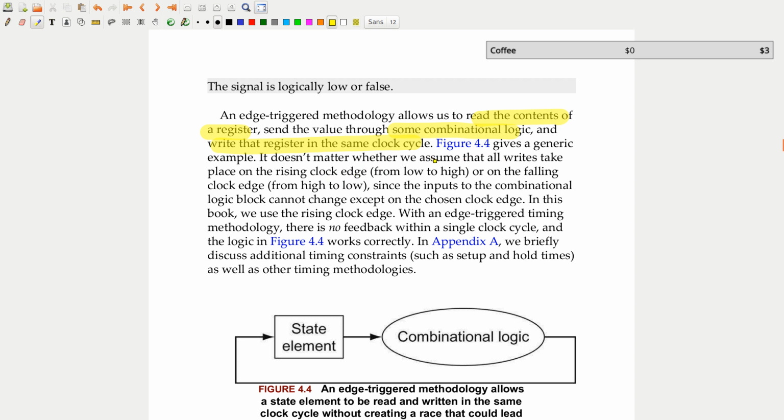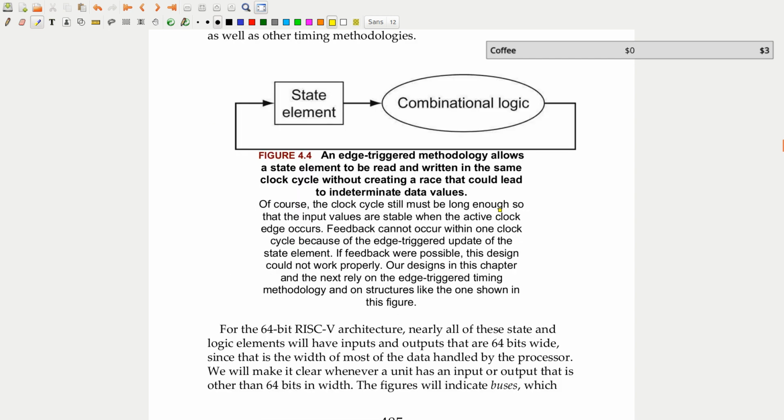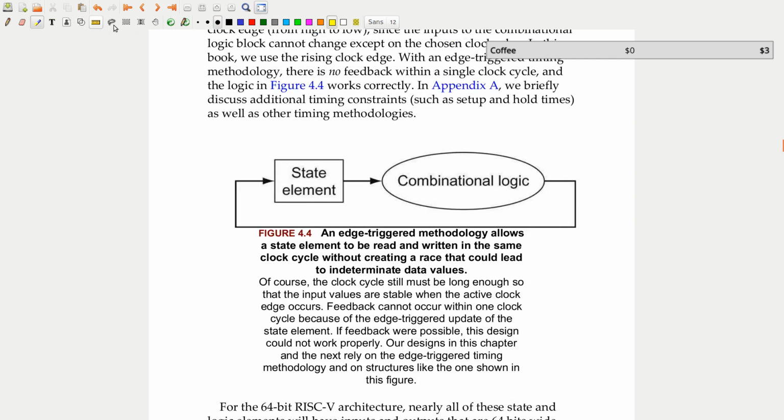It doesn't matter whether we assume that all writes take place on a rising clock edge or on the falling clock edge, since the inputs to the combinational logic block cannot change except on the chosen clock edge. So here we see that if we have some input coming in, we're going to make our way all the way out, and this will feed all the way back around as the next input.